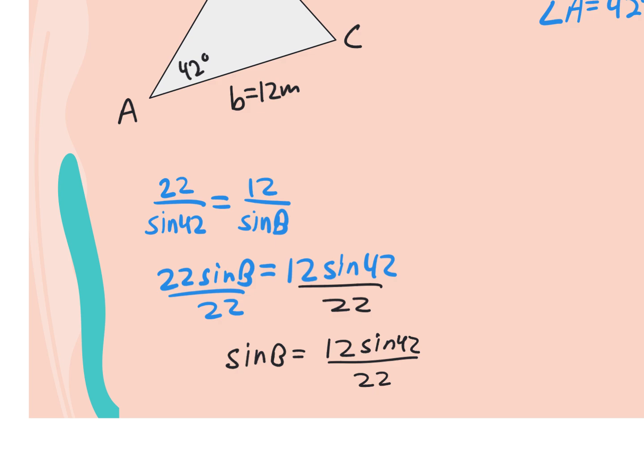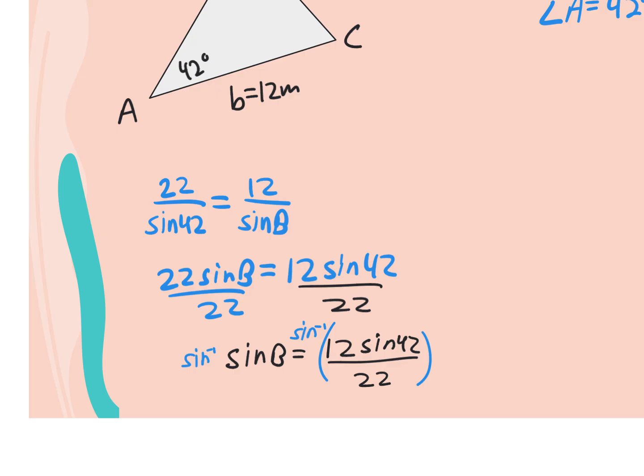Okay, divide both sides by 22. And then we get sine of B is equal to 12 times sine of 42 over 22. All right, this gets us sine of B. So what should we do now? Yeah, good. Do the inverse. So we're going to do sine inverse on both sides. And then this whole thing, when you plug that in your calculator, is going to get you angle B.